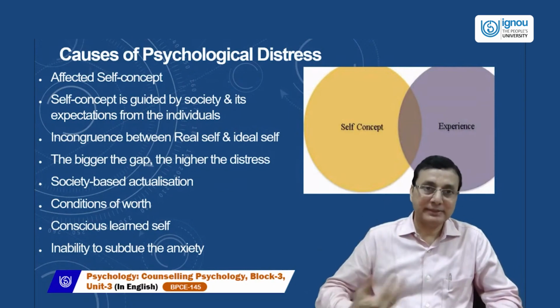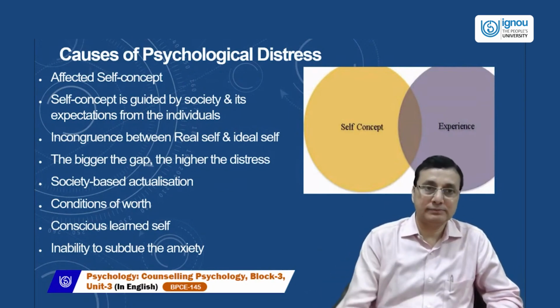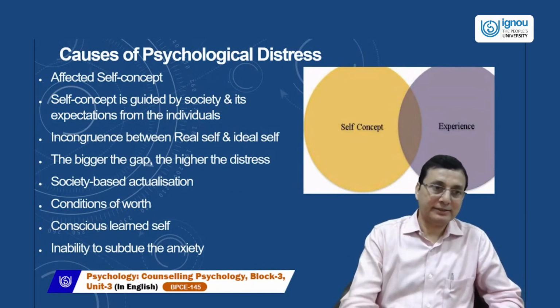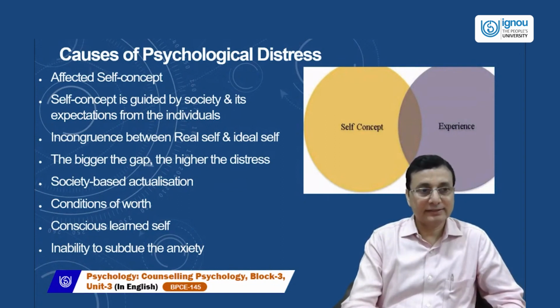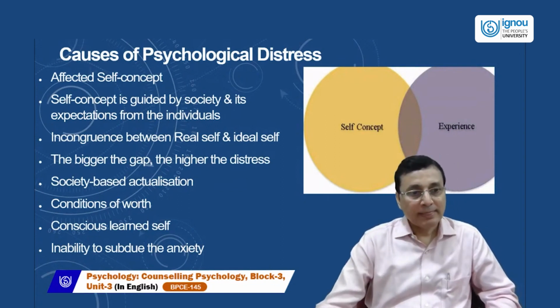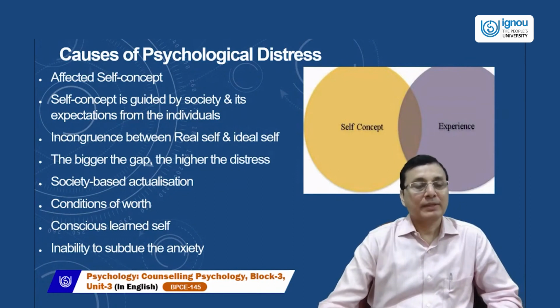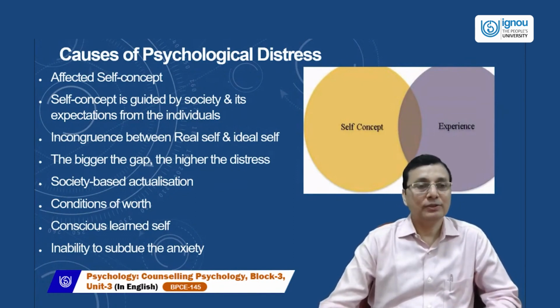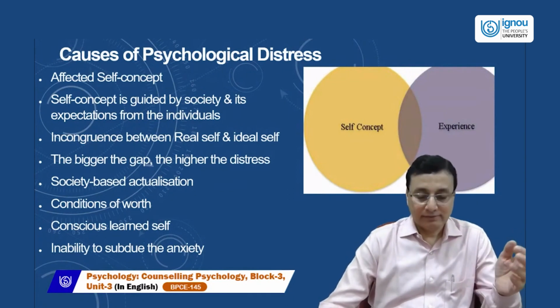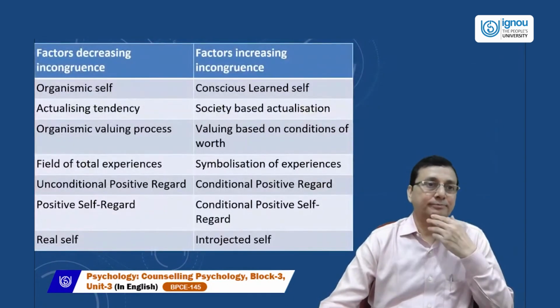The ideal self is basically society-based actualization, along with conditions of birth, the conscious learned self, and inability to subdue anxiety. All these things are causes of distress. So Rogers works on these causes.